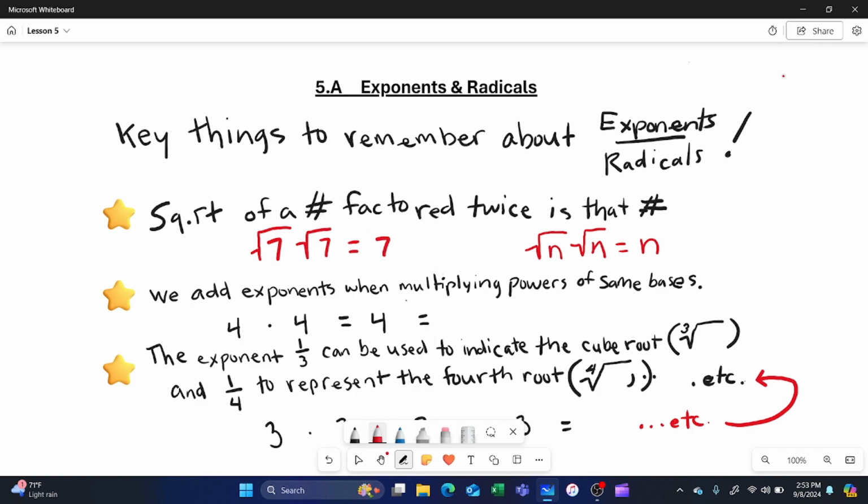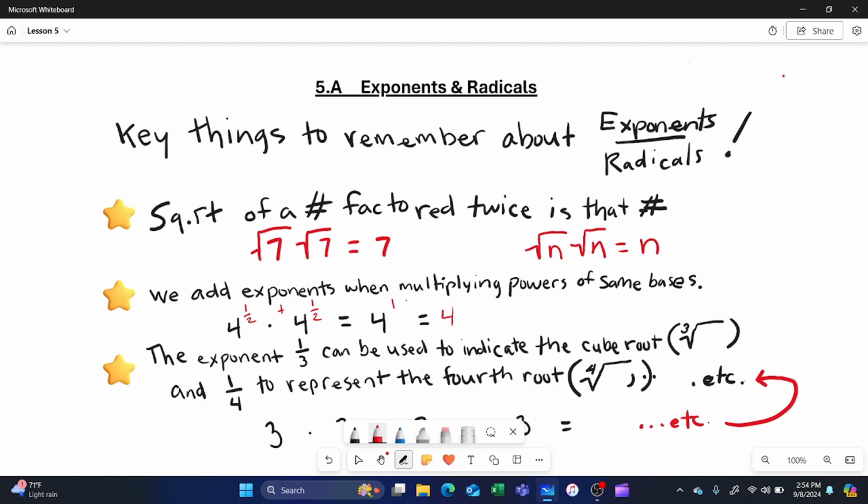Also, second point, we're going to add the exponents when you're multiplying powers of the same base. So if you have 4 to the power of whatever times 4 to the power of whatever, let's go with an example of 1/2. 4 to the power of 1/2 times 4 to the power of 1/2, you're simply just going to add these two together. 1/2 and 1/2 equal a whole. 4 to the 1 is going to be 4.